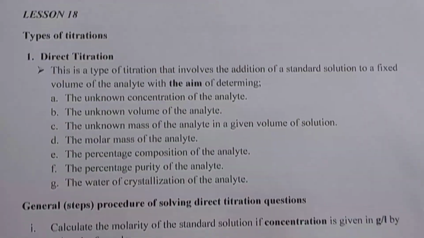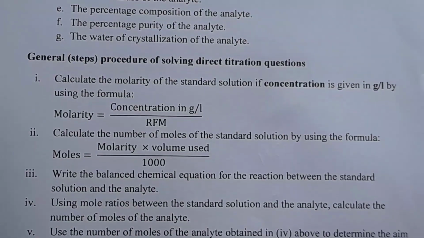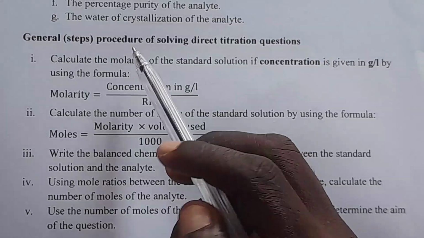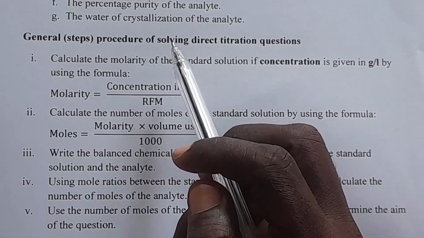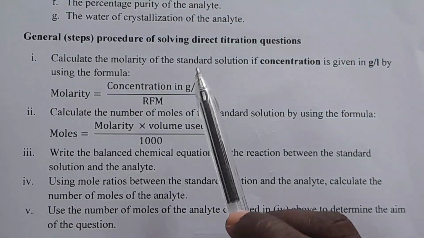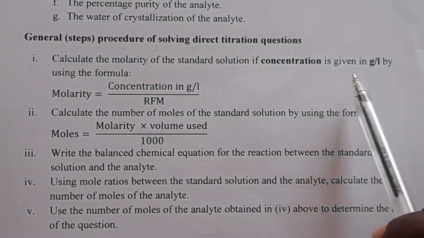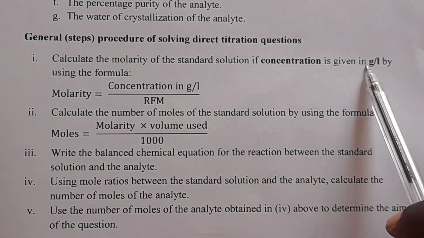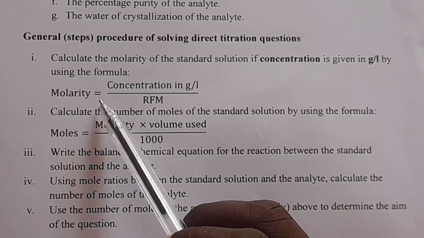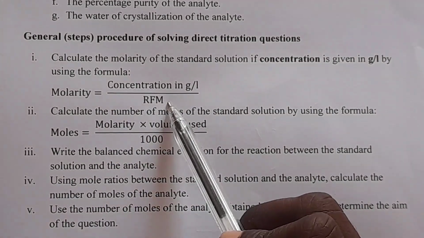So we go with the general steps, or the general procedures, of solving or calculating direct titration questions. The first one: you are supposed to calculate the molarity of the standard solution if concentration is given in gram per liter or gram per decimeter cube, by using the formula molarity is equal to concentration in gram per liter over the RFM.